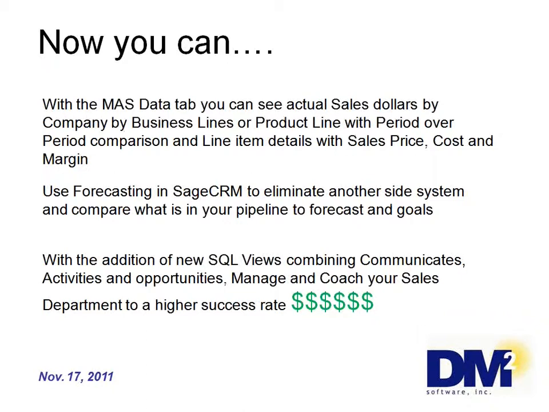So now that went a lot faster than I intended it to, because normally we have questions in the middle. So now with the Mass Data tab, you can see actual sales dollars by company, by business line, or by product line with period over period comparison, line item detail with sales price, cost, and margin.